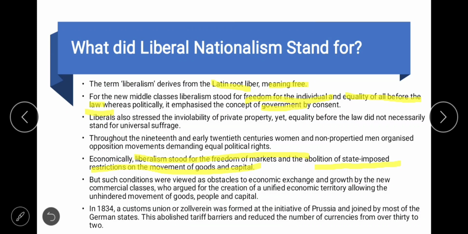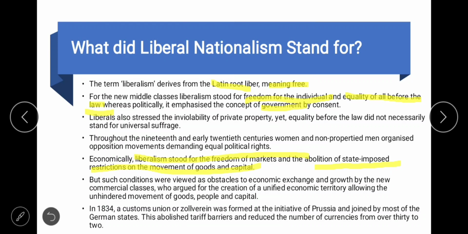And we know that duties are levied according to the weight or measurement of the goods. And each principality had its own system of weights and measures. So this entire process involved time consuming calculation, and these were viewed as obstacles to economic exchange and growth. So the new commercial class argued for the creation of a unified economic territory, so that the movement of goods, people and capital would be unhindered.